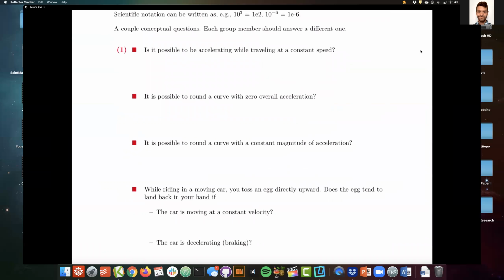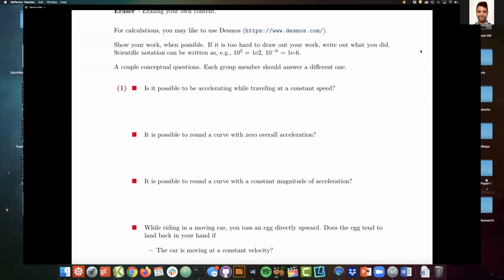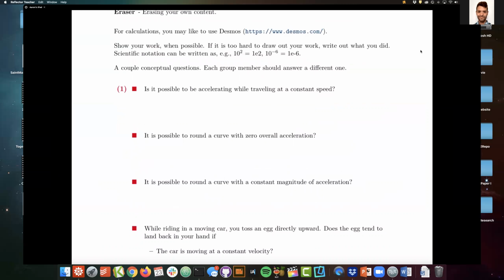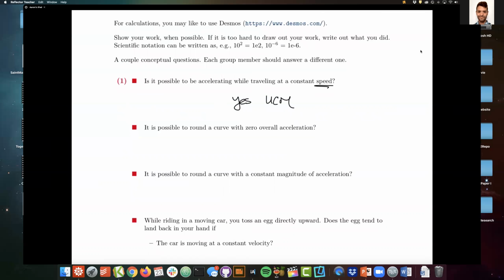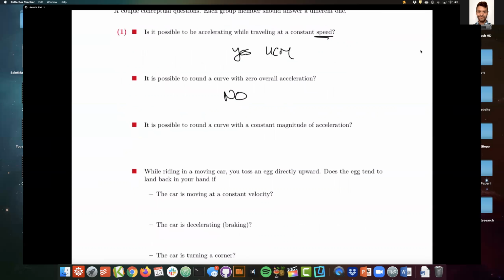Couple conceptual questions. Is it possible to be accelerating while traveling at a constant speed? Since it says constant speed, yes, uniform circular motion would be an example of this. You're accelerating because you're constantly changing direction, and acceleration is a vector. So if you change direction or magnitude, that is a change. Is it possible to round a curve with 0 overall acceleration? No, for what I just said. You are constantly changing direction, therefore you are constantly accelerating. Your velocity is constantly changing direction, that is.